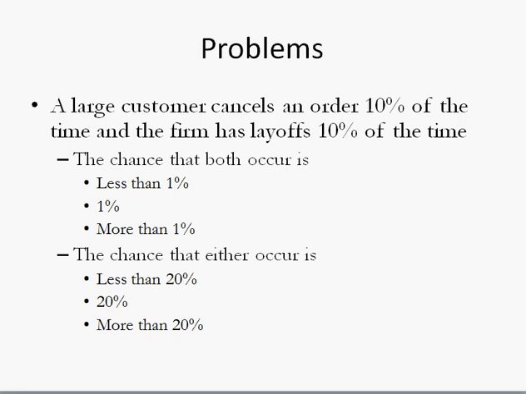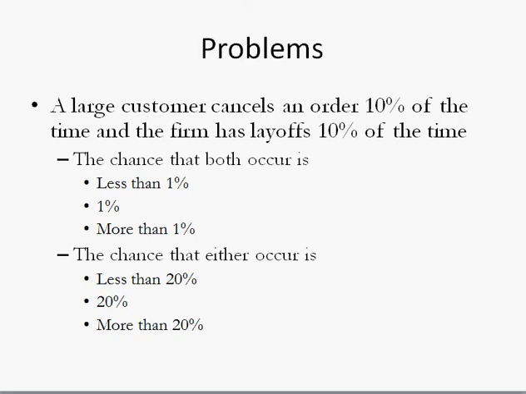So now let's think about the chance that either occur. Okay, hopefully you've thought about the chance that either occur. Is it going to be less than 20, 20, or more than 20? Well, for it to be more than 20%, we would need every time a customer cancels an order, we'd have no layoff. And even then, if that happened, you would be 10 plus 10. That's the biggest number you can get is 10 plus 10.